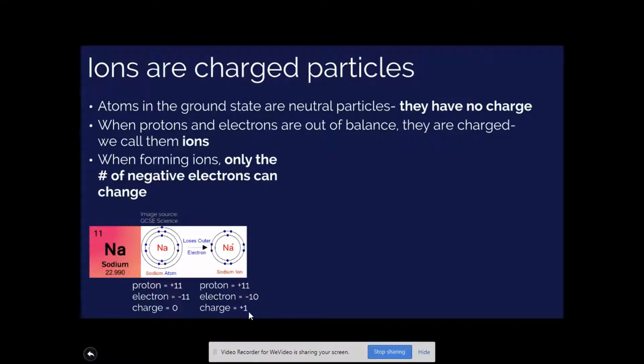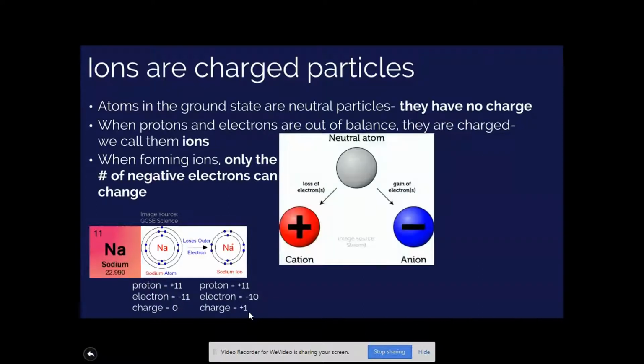Now, when we make ions, the only thing we can change about an atom is the number of electrons that they have. We can't change the protons because that changes the element that we're dealing with, but we can always change the electrons to change the charge on the atom.